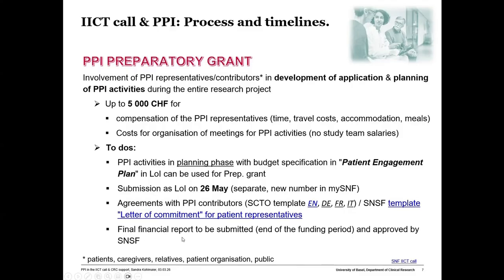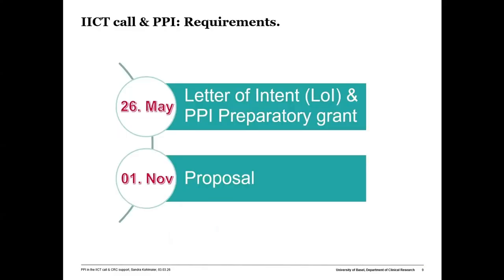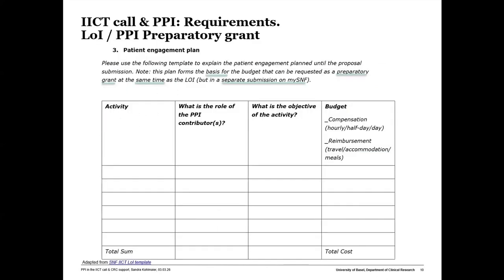After the PPI preparatory grant, you also need a financial report to submit to the SNSF after the ending of the funding period, and this needs also to be approved by the SNSF. So what are the requirements? So we start with the letter of intent and the preparatory grant. And this you have seen before. Now we will fill it.